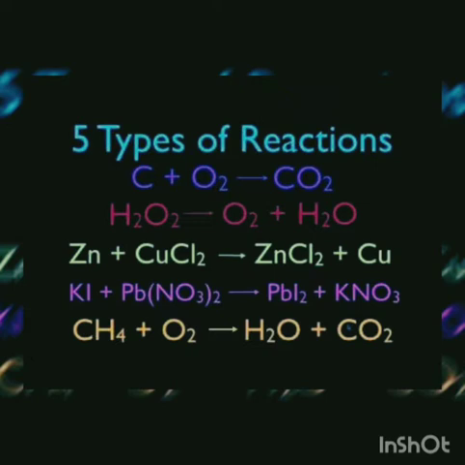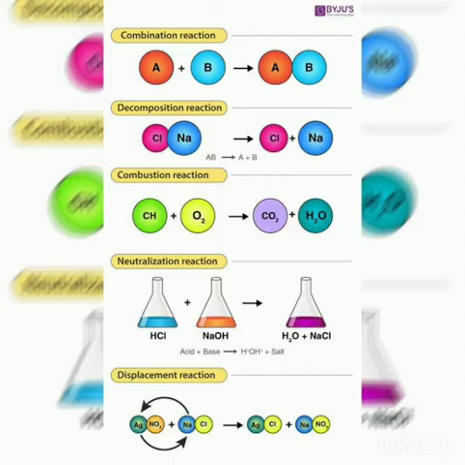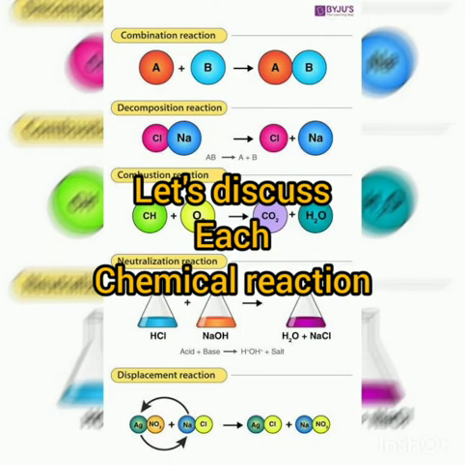Fourth reaction, KI plus Pb(NO3)2 gives out PbI2 plus KNO3. It is a double displacement reaction where AB is KI, CD is Pb(NO3)2. It gives out CB, that is PbI2 plus AD, that is KNO3. Now we will discuss each reaction thoroughly to understand it.